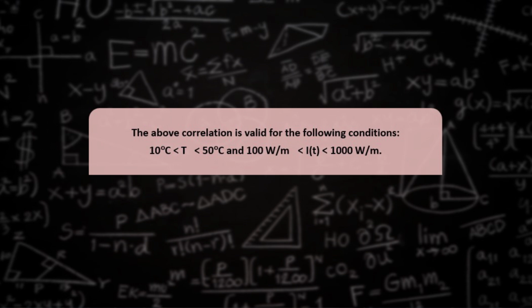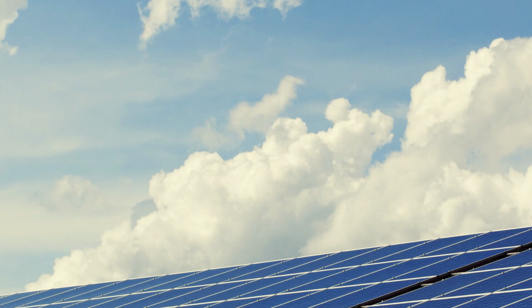The above correlation is valid for the following condition: if ambient temperature is more than 10 degree centigrade and less than 50 degree centigrade, and intensity is more than 100 watt per meter square and less than 1000 watt per meter square.